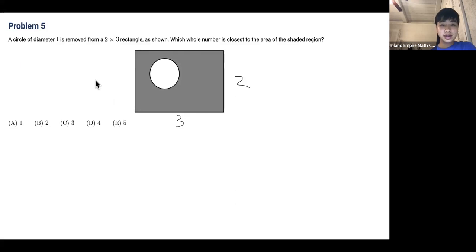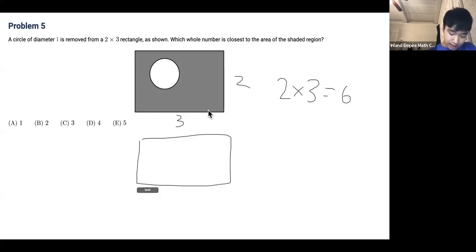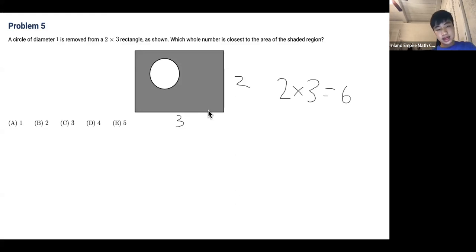Okay. So the 2 by 3 rectangle, if we multiply these two together, we will get 2 times 3 equals 6. So what this means is that the big rectangle, if we draw this big rectangle, it is an area of 6. Now, on the inner circle, what we find is that the diameter of the inner circle is 1.